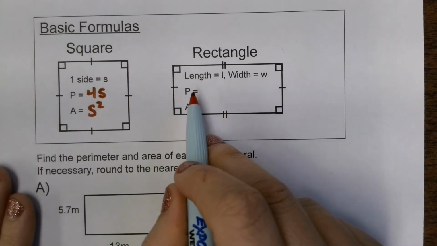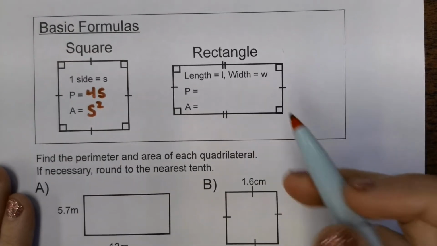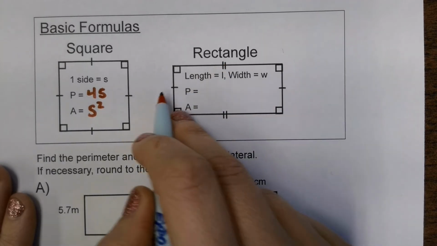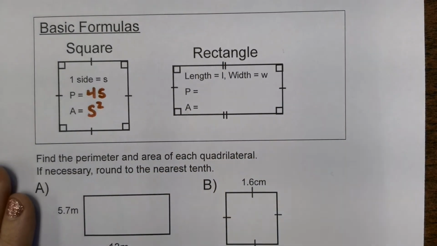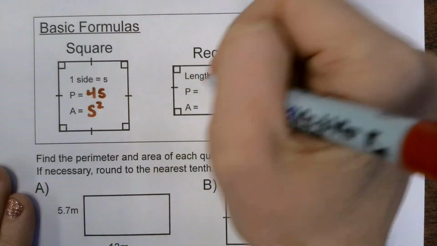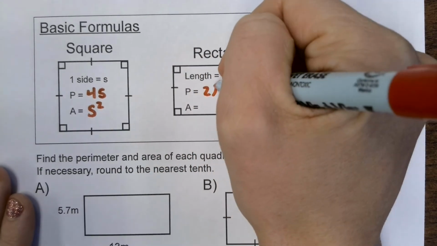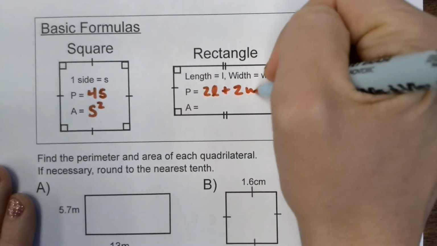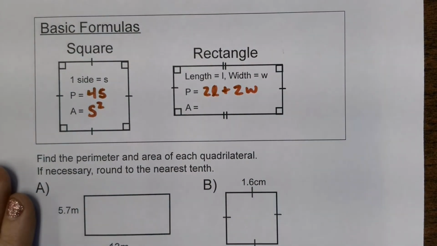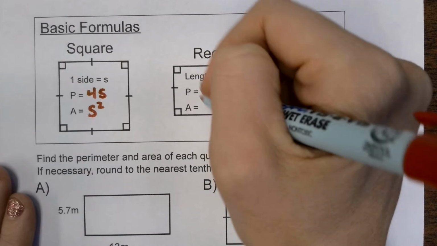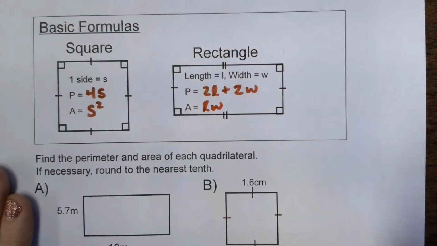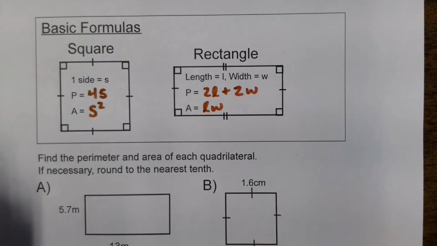For a rectangle, in our perimeter, it's not equilateral, but we do have 2 sides. Our opposite sides are congruent and parallel to each other. So for our perimeter, we've got 2 lengths plus our 2 widths. And then for the area, our area will be length times width. So if we didn't know those, we've got them written down now.